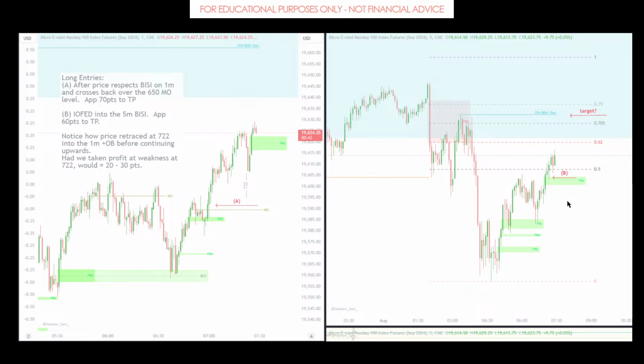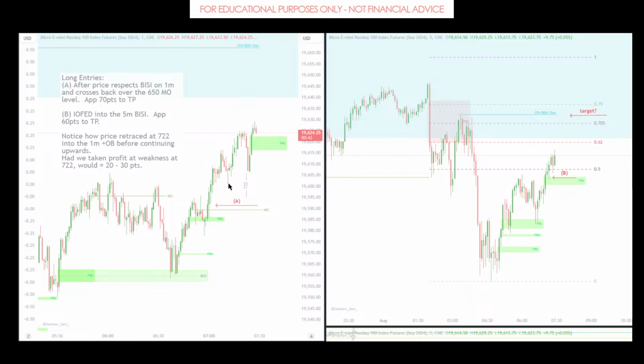B, we had on the 5 minute an institutional order flow entry drill, which is a slight wick into a fair value gap. We had that on the 5 minutes. We have a 5 minute BISI forming, and we just wick down into it. That's at about the 600 level.